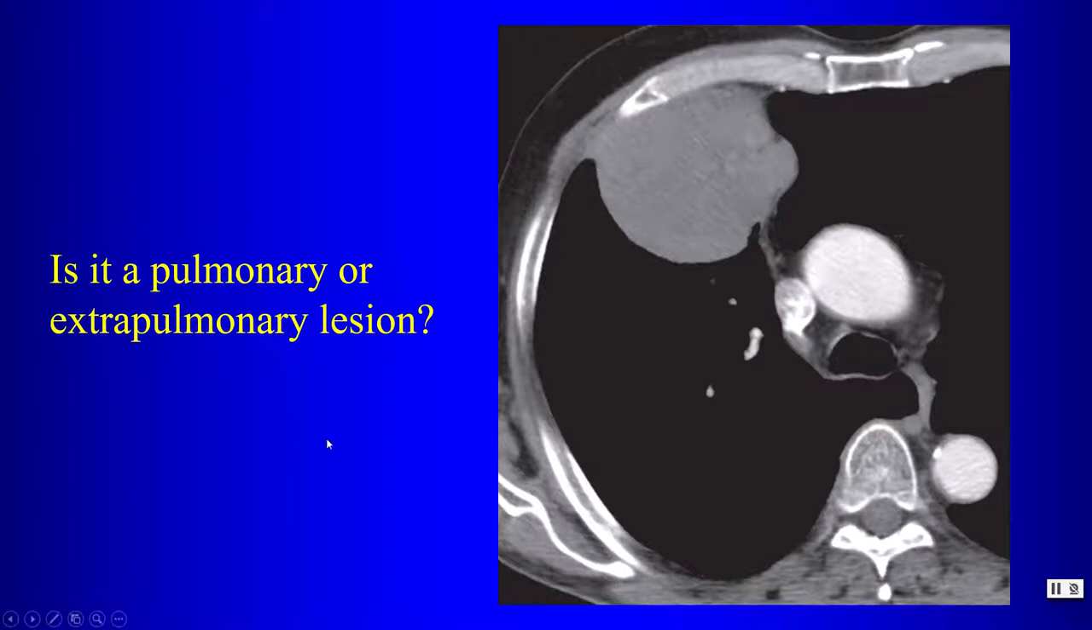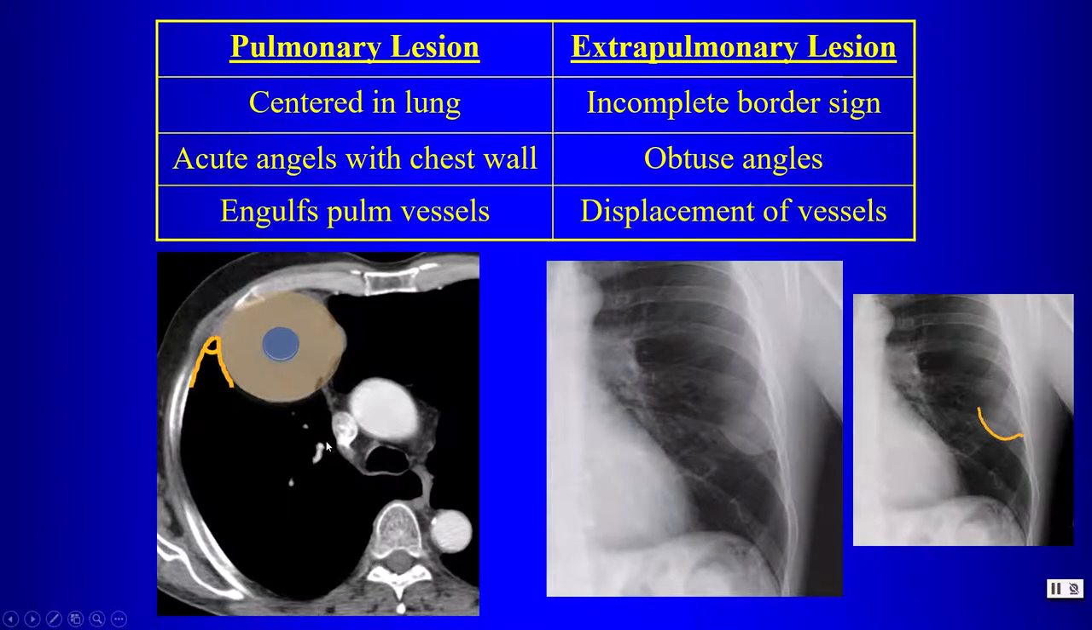So here we would think of a pulmonary mass as opposed to an extrapulmonary mass. A pulmonary lesion is centered in the lung. It forms acute angles with the chest wall and engulfs pulmonary vessels, as opposed to an extrapulmonary lesion, as in this example here. Here we have a nice example of the incomplete border sign, where you're missing the lateral border of this lesion because it is in contact with the chest wall and pleural surface.